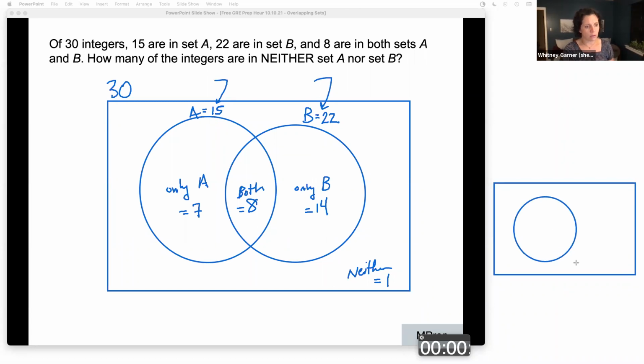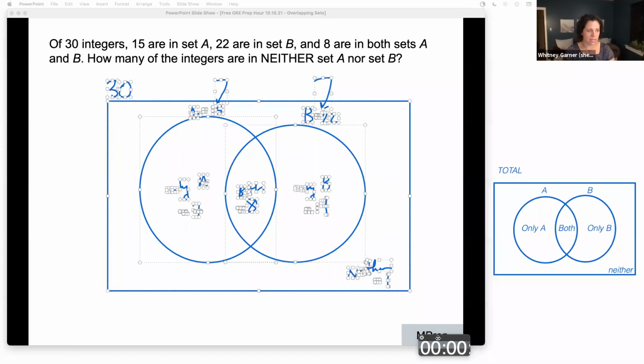In a Venn, we have in the middle, both. And then on the left-hand side, I'd have only A. On the right-hand side, I'd have only B. The left circle would be everybody in A. The right circle would be everybody in B. And then the left out group would sit out here. And then total would kind of be everybody.